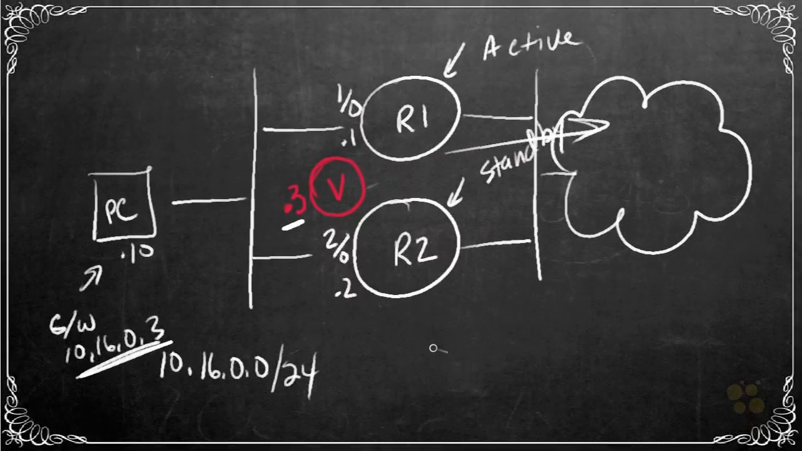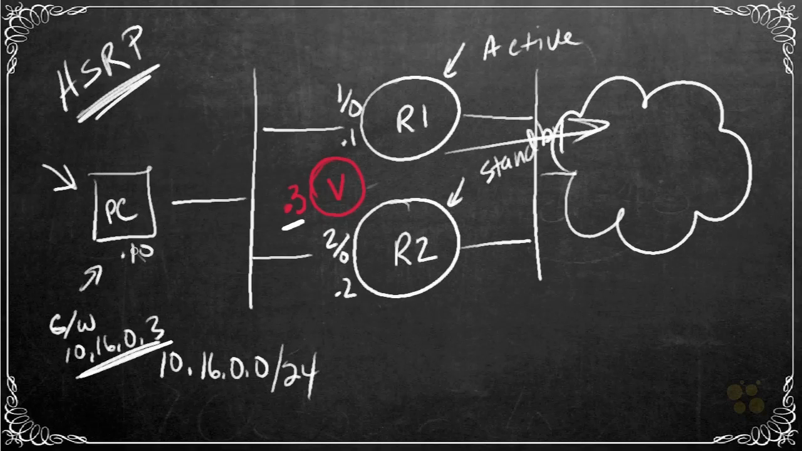And it just so happens that the topology we used in our previous video, as we talked about the overall concept of an FHRP, is going to work perfectly for a lab on HSRP, the Hot Standby Router Protocol. All right, so let's do this. We have a PC in the lab sitting at 10.16.0.10. Currently, its default gateway is .1, the 1/0 interface on R1, which is 10.16.0.1.